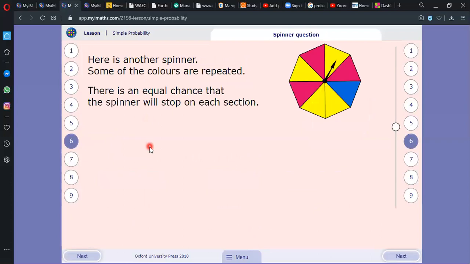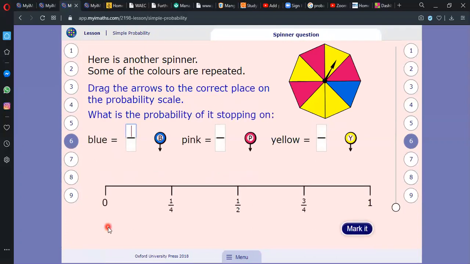Here's another spinner, guys. Some of the colors are repeated. So there's an equal chance that the spinner will stop on each section. So let's see what happens next if we decide to spin. Now just like I told you about expectations, about probabilities, if we take a look at this spinner, I have a total number of 8 colors, 3 out of which are pink, 4 out of which are yellow, and 1 is blue. So if I need a probability that it is going to stop on blue, it's going to be 1 because there's only 1 blue.